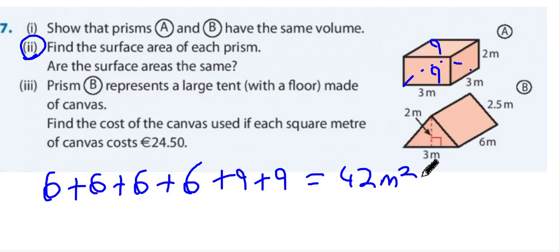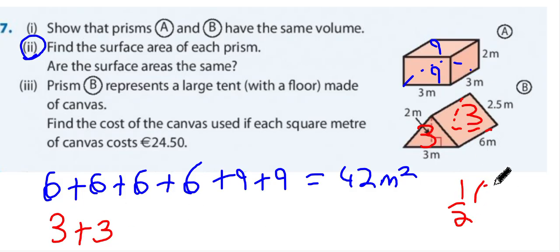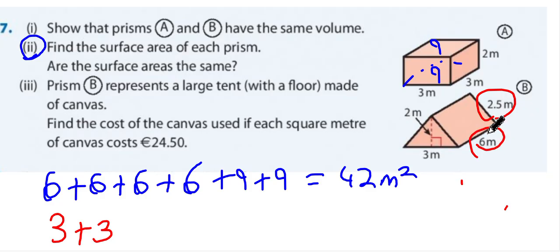Okay. As we discussed earlier, the area of the triangle at the front is 3. The area of the triangle at the back is 3. That's 3 plus 3 because it's a half base times height, which is a half of 3 times 2, which is just 3. Now, the tricky part is the ones on the sides. So what are we saying about this one? 6 multiplied by 2.5? 15. 15 for the one on the right and 15 for the one on the left.